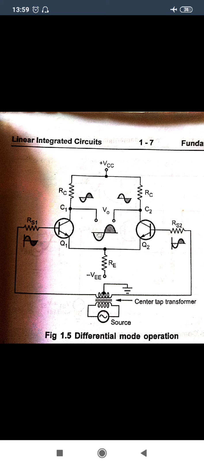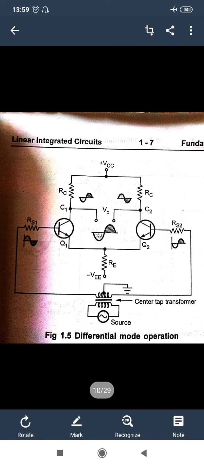Suppose Q1 is in saturation mode and Q2 is in cutoff mode. When Q1 is in saturation, its output voltage decreases but its collector current increases. When Q2 is in cutoff, its output voltage increases and its collector current decreases. When we take the output difference, for example if the gain is 10, then 10 minus minus 10 equals 20, which means the gain increases in the differential mode.